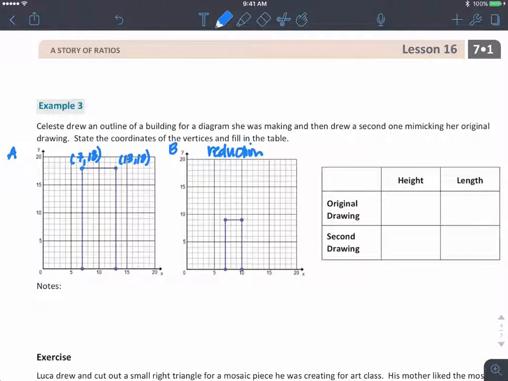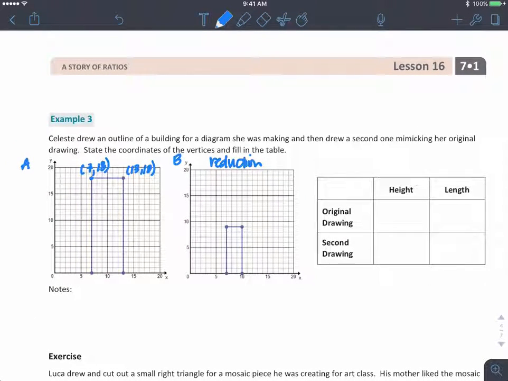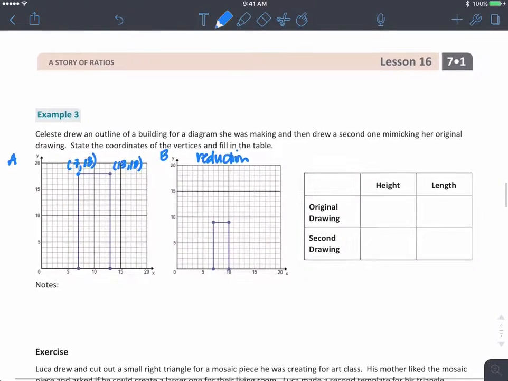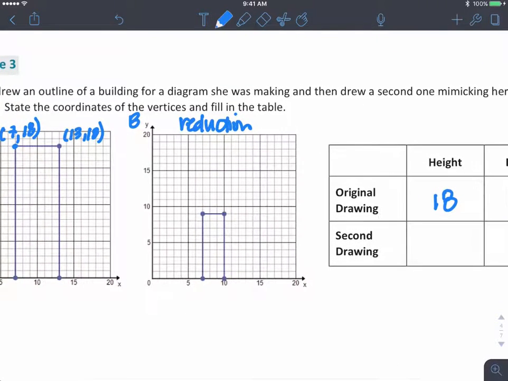Okay, so that would mean then, on the original drawing, that the height of the rectangle would be 18 units. Units just being the squares. And the length then is, let's see, let's count how many squares. 1, 2, 3, 4, 5, 6. Okay, and so now let's look at our second drawing. Our coordinates are 5, 6, 7, and 9, and we have 10 and 9.